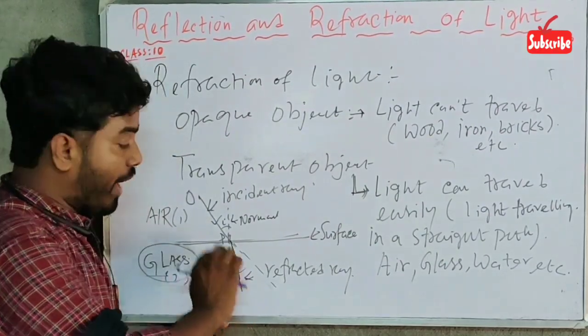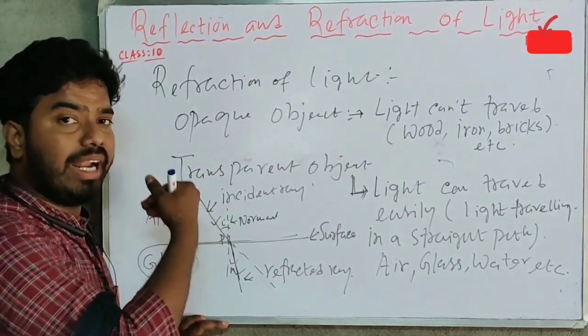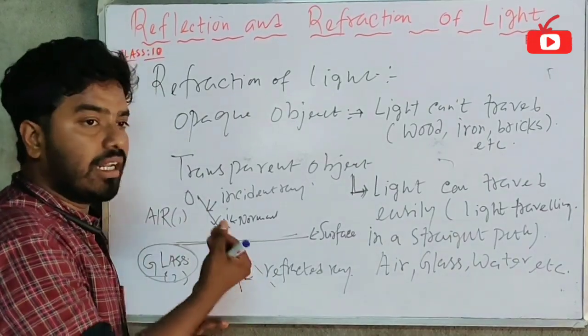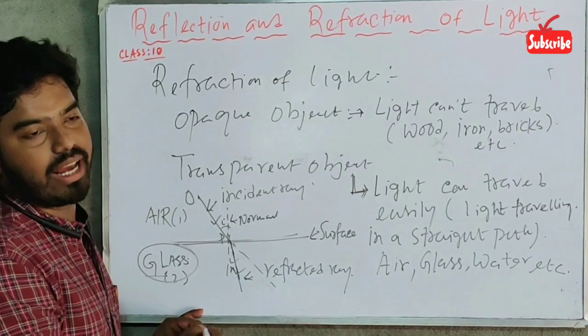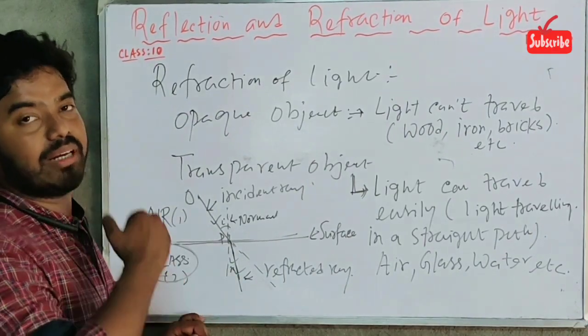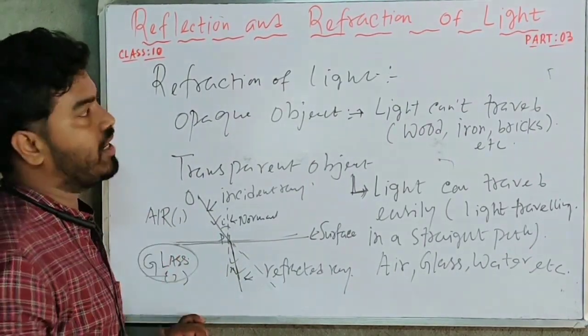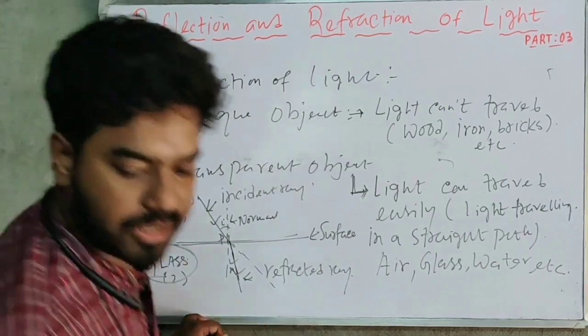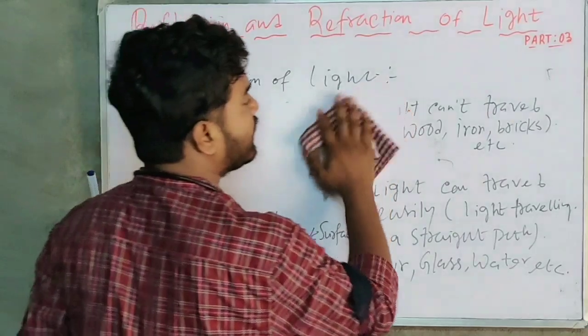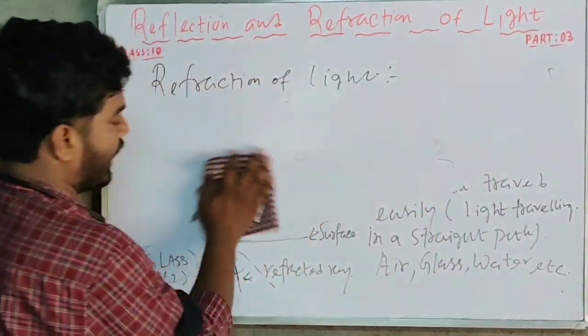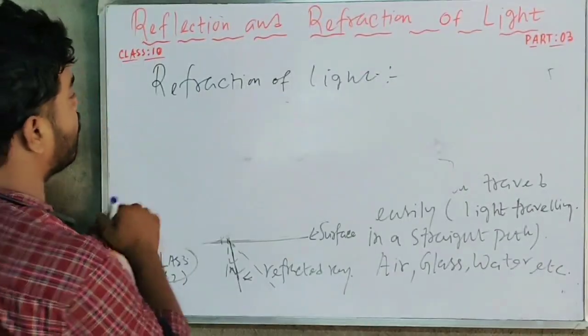When light travels from one medium to another medium, light bends. This bending phenomenon of light, when light travels from one medium to another medium, is called the refraction of light. What is refraction of light? That is, when light travels from one medium to another medium, light bends and does not follow a straight path.